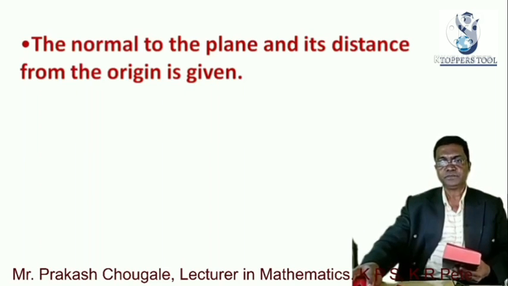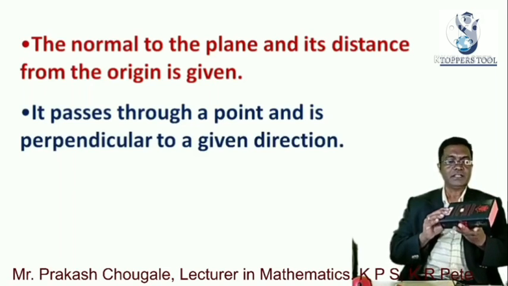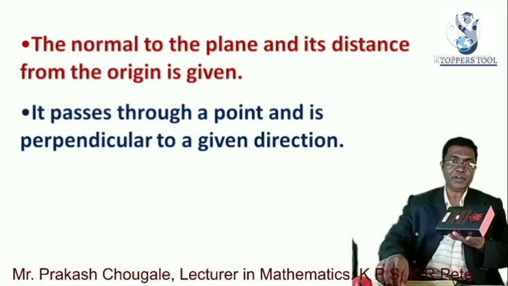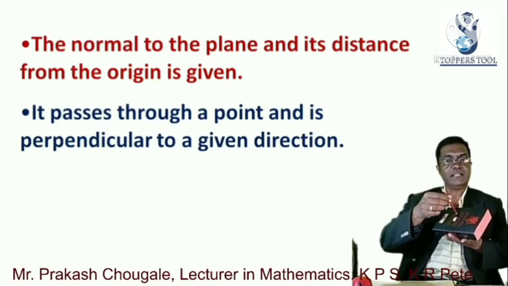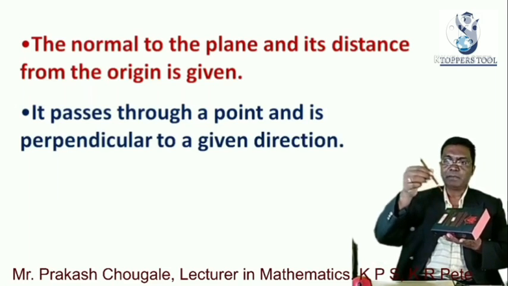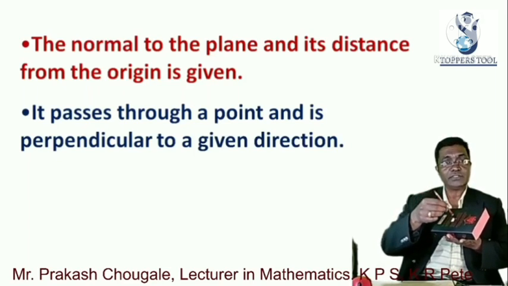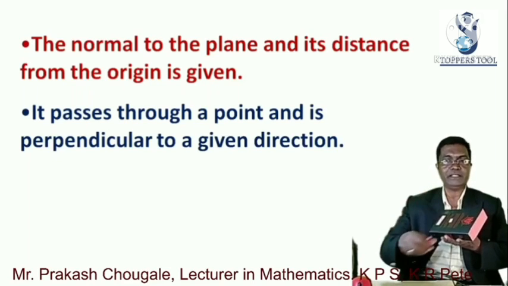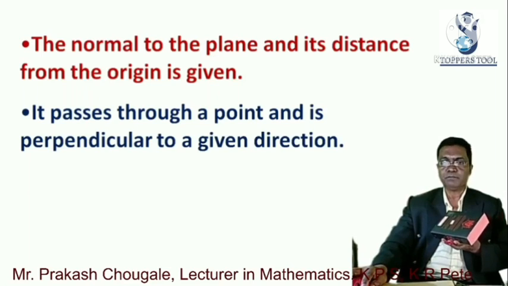The other thing is, if it passes through a point and is perpendicular to a given direction. Suppose you know that this plane is passing through a certain point, and you also know that it is perpendicular to some given direction. Suppose this plane is perpendicular to this direction and it passes through a certain point, then also you can determine or construct the equation of this plane. So this is the second case in which you can construct the equation of a plane.